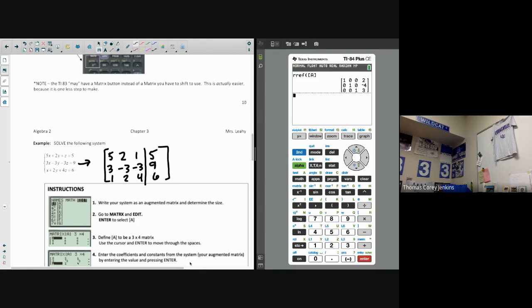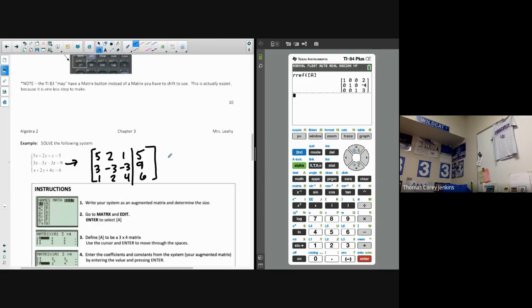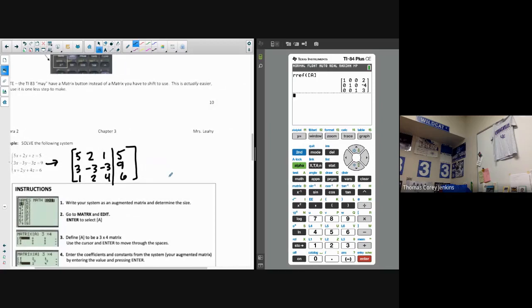Then it's just a matter of being able to read what is in front of you, what the reduced row echelon form means, which we just talked about in the last example. Let's see how that looks. All right, so I'm just going to copy this for the notes. So we have 1, 0, 0, 2, 0, 1, 0, -4, 0, 0, 1, 3.